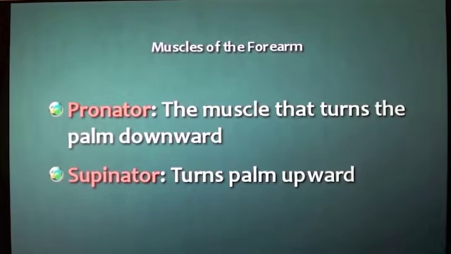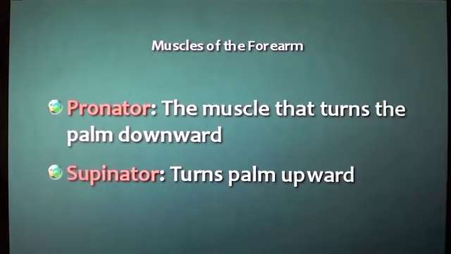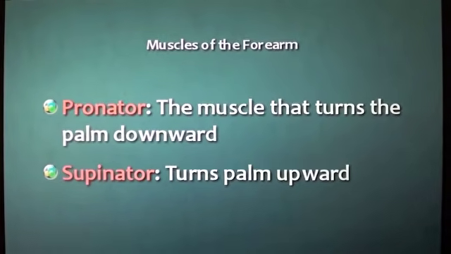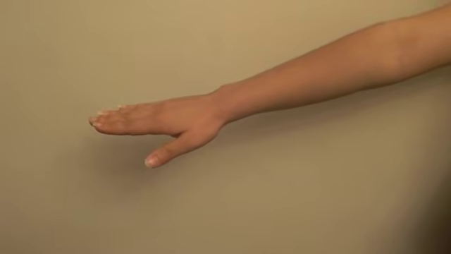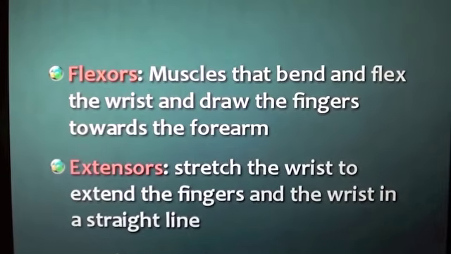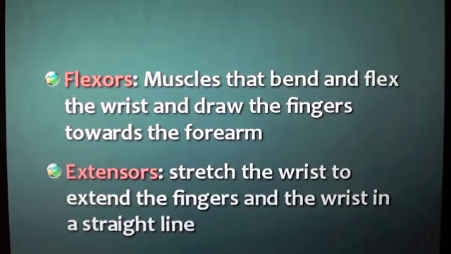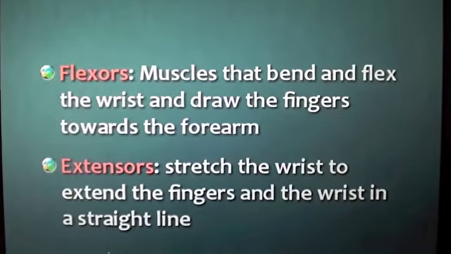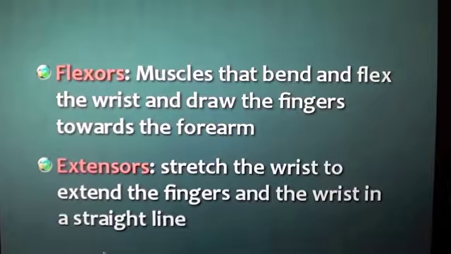Muscles of the forearm. Pronator, the muscle that turns the palm downward. Supinator, turns the palm upward, like in holding a soup. Pronator, supinator. Flexors, muscles that bend and flex the wrist and draw the fingers towards the forearm. Flexor. Extensors, stretch the wrist to extend the fingers and the wrist in a straight line.